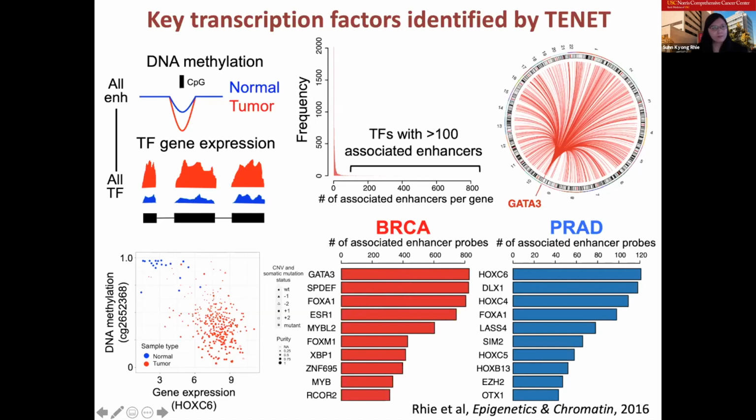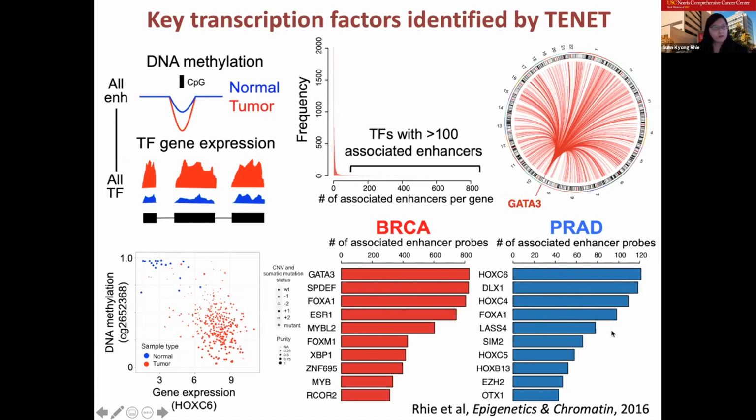We also performed this analysis in another cancer type, like prostate adenocarcinoma, and we found that different sets of transcription factors are found, like HOXA6, HOXA4, and DLX1. We realized that those transcription factors are known biomarkers for prostate adenocarcinoma.